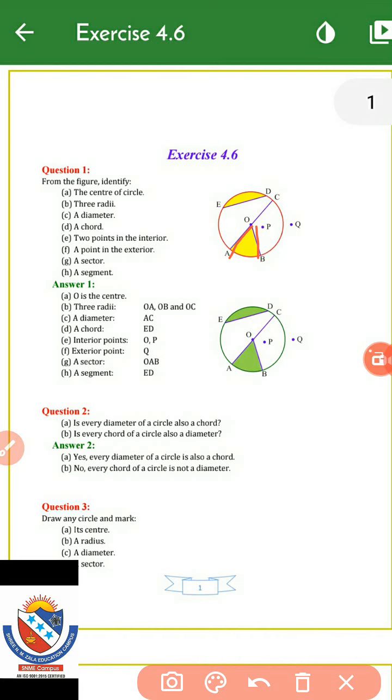Now the last part of question 1 is a segment. A segment means an area enclosed by a chord of a circle. So here you can see chord DE has enclosed a certain part of the circle, so it is segment DE. So we have answered all the questions of question 1.